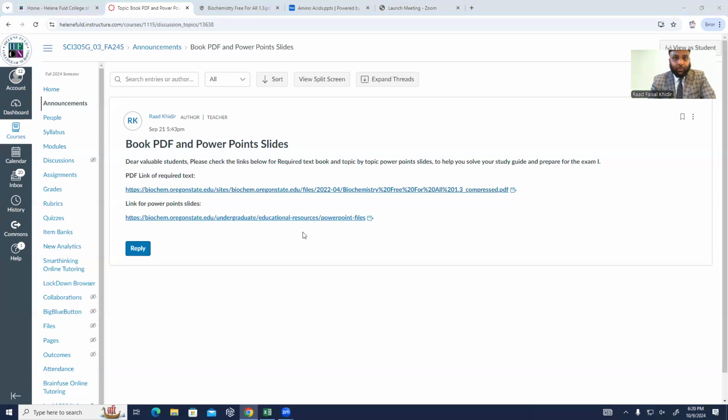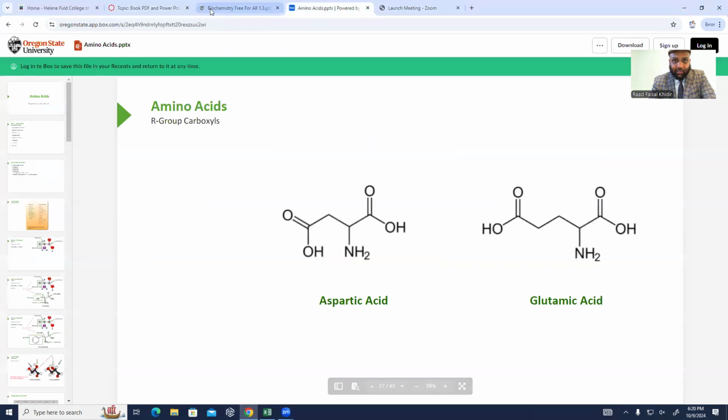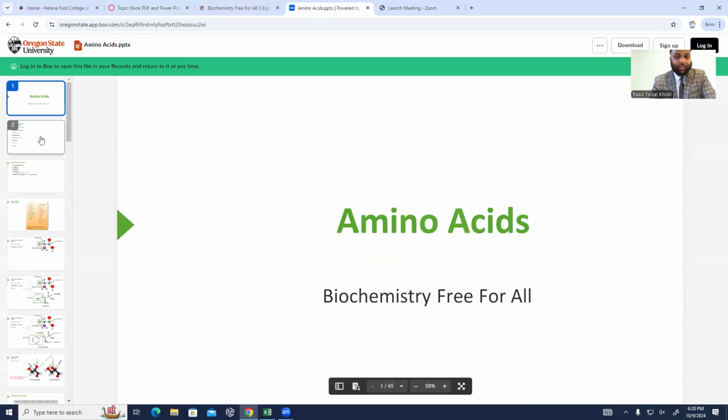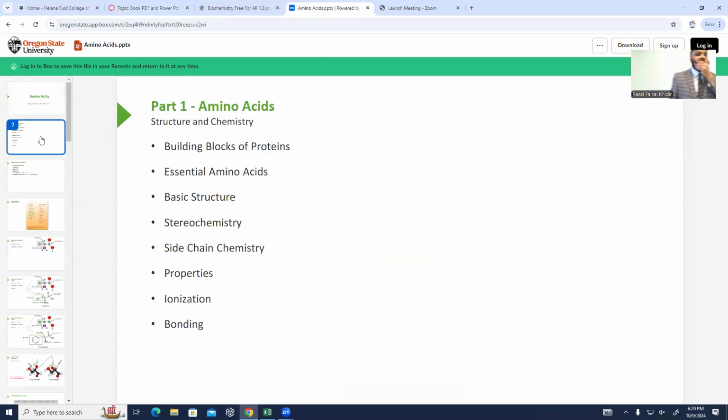Okay, so we're going to begin again with the amino acids. The amino acids are part of our micromolecules. So we have micromolecules and macromolecules.